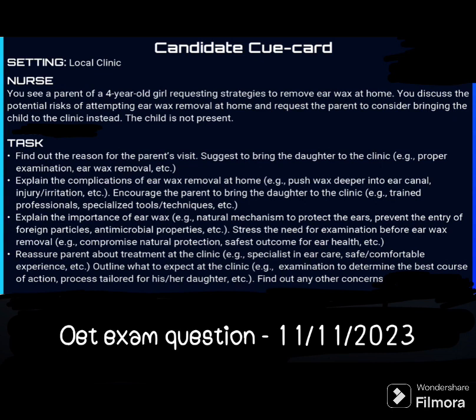They have given some examples: push wax deeper into the ear canal, injury or irritation, as well as encourage the parent to bring the daughter to the clinic because they have given a reason: trained professionals, specialized tools and technique. So here we have to give the reassurance plus the exact reason for our request to get the baby to the hospital. Whenever you explain some complication or negative things, you have to tell the parent or the patient, I'm really sorry, so please try to use that sentence or those phrases.